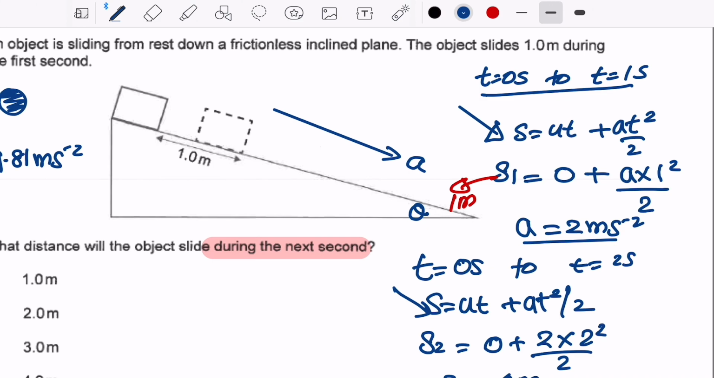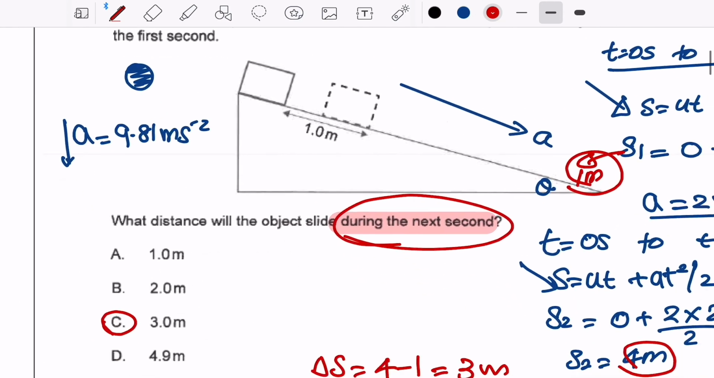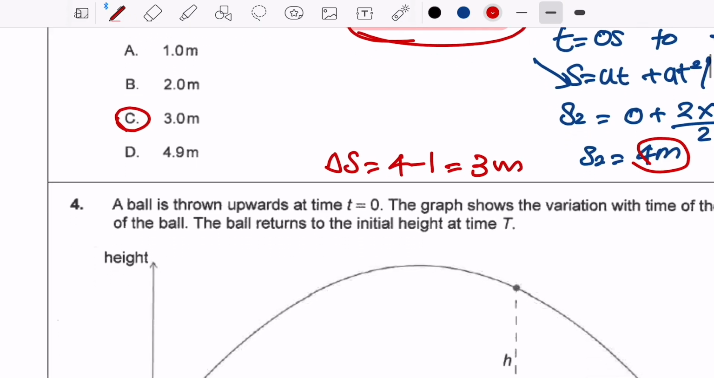Now here is the trick. Delta S, the difference in these displacements, is 4 minus the first 1 second, which is 1 meter. From 0 to 2 seconds it is 4 meters, so 4 minus 1, 3 meters, is the distance traveled during the next second. So the answer for question number 3 is C.